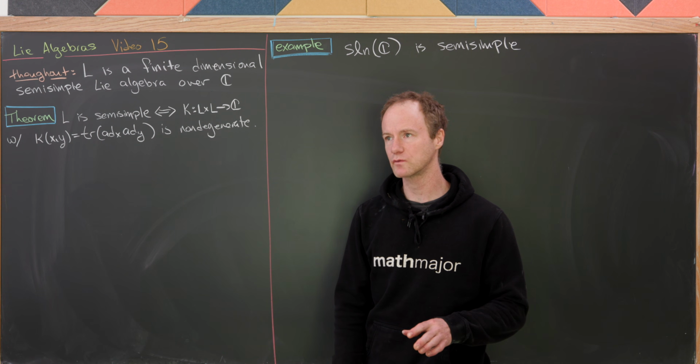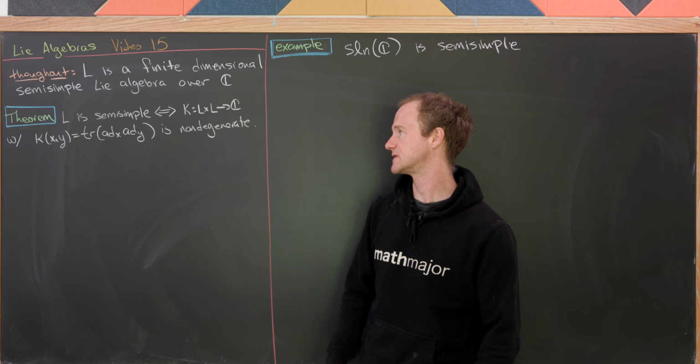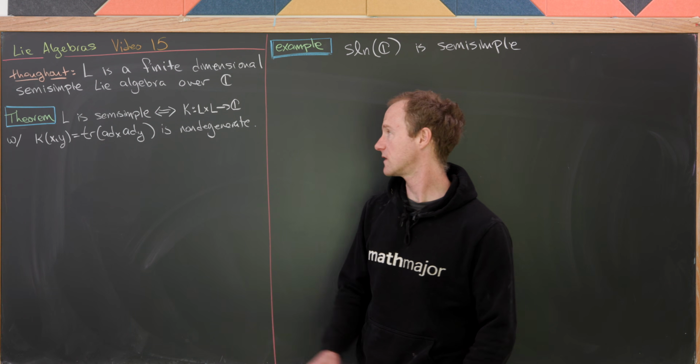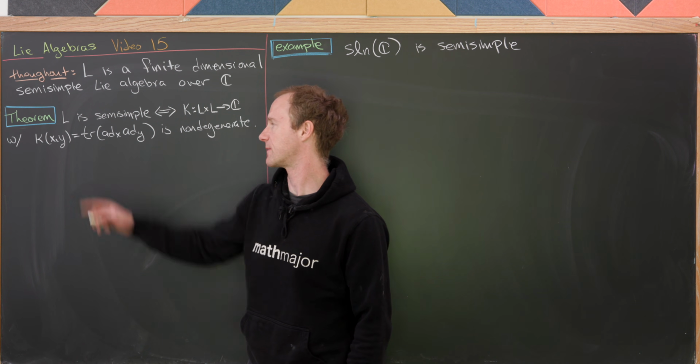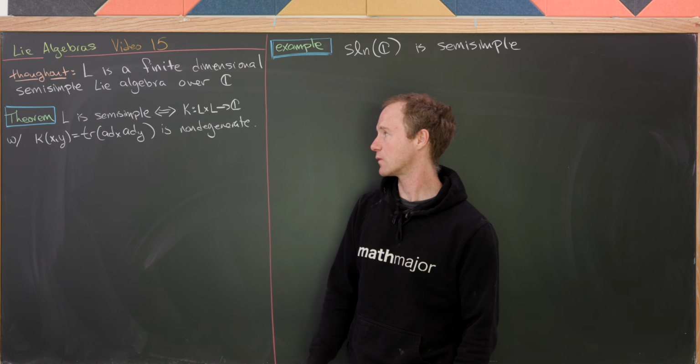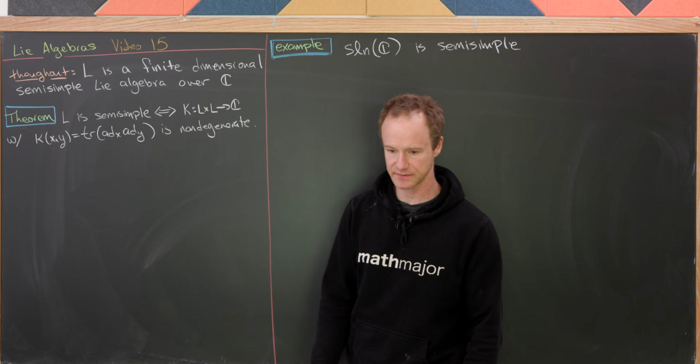And then let's also recall the theorem that we had in the last video, and that says that L is semi-simple if and only if the Killing form kappa, which is defined by kappa of x, y equals the trace of ad x ad y, is non-degenerate.